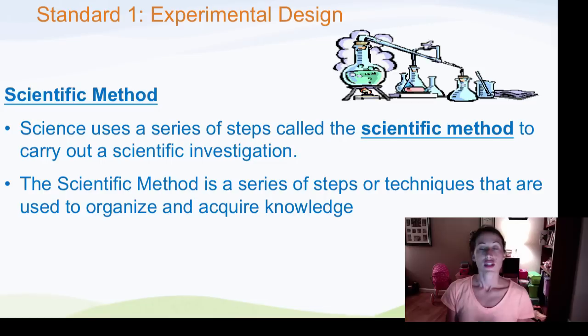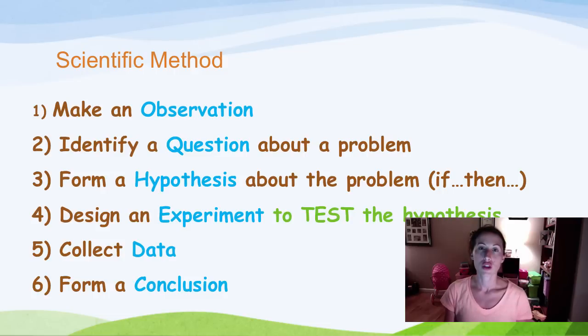Science uses a series of steps called the scientific method, and we carry out an investigation. The whole point of it is to organize your thoughts and search for knowledge. When you're talking about the scientific method, we're looking at 6 major steps. The first one is making an observation. Then you have to identify your question, create a hypothesis, actually design your experiment so you can test your hypothesis, collect your data, and then form your conclusion.